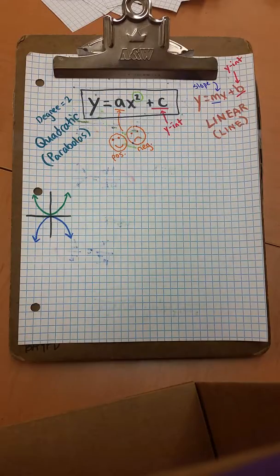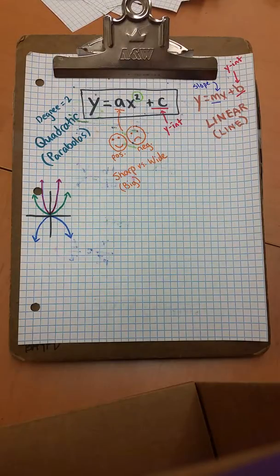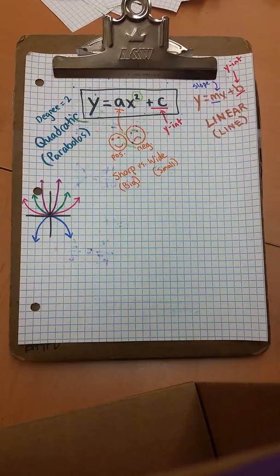a frowny face parabola. Another thing that a does is determine how sharp or wide your parabola is. The bigger the a, the sharper your parabola becomes. The closer to 0 a gets, the wider your parabola will be.